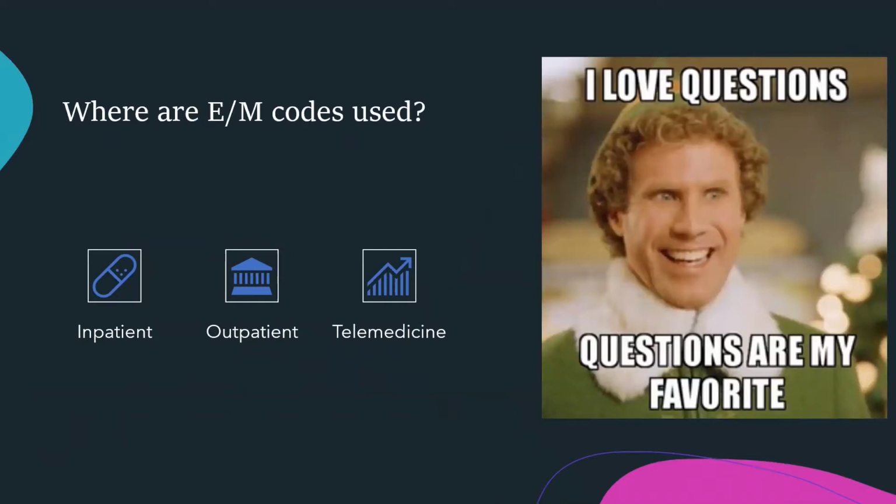Where are E&M codes used? Inpatient, outpatient, telemedicine, and more. They are used to report evaluation and management of a patient across all healthcare settings. An example would be an outpatient office, inpatient hospital, consultations in both outpatient and inpatient settings, emergency departments, nursing facilities, home visits, telemedicine appointments, etc.